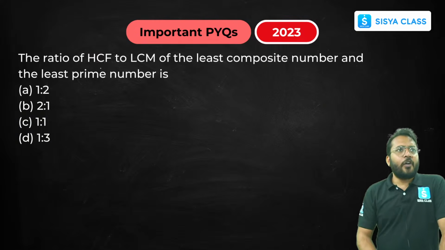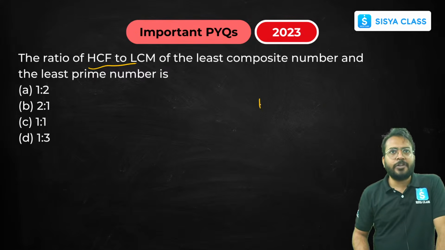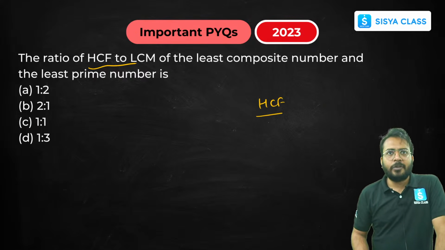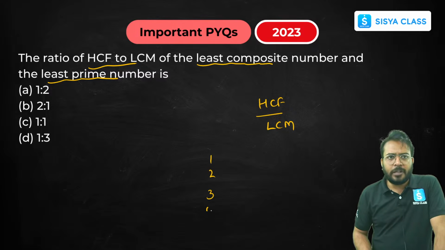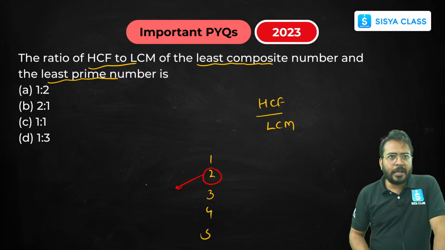Ratio of HCF to LCM of the least composite number and the least prime number. What is your least composite number, beta? 1, 2, 3, 4, 5. So 2 is a prime number, right? 2 is a prime number and it is the least prime number. It is the smallest prime number.